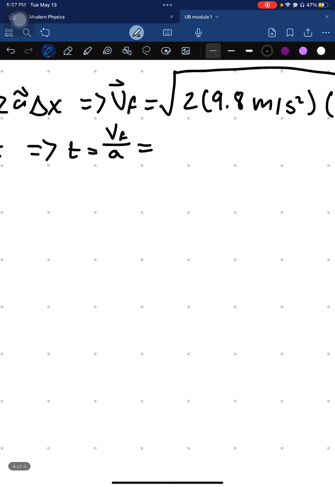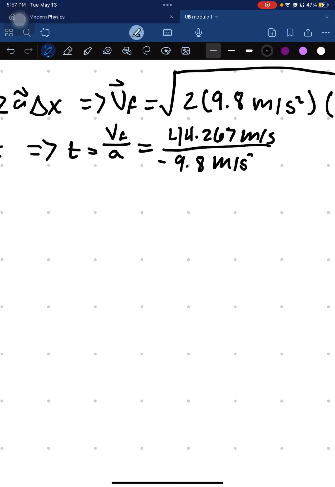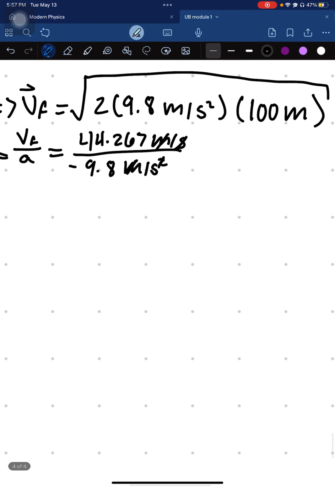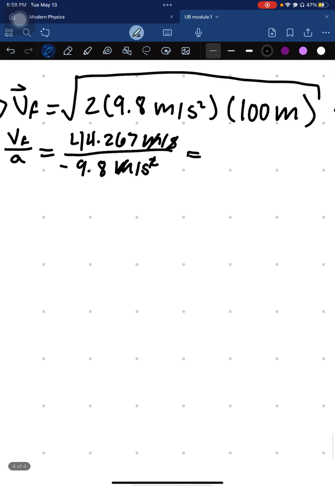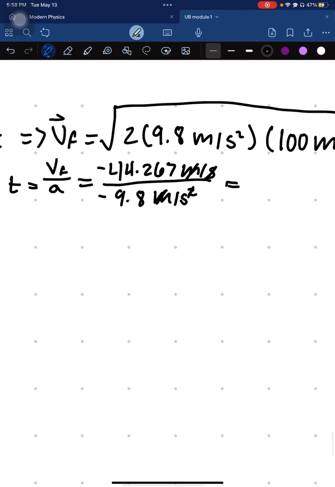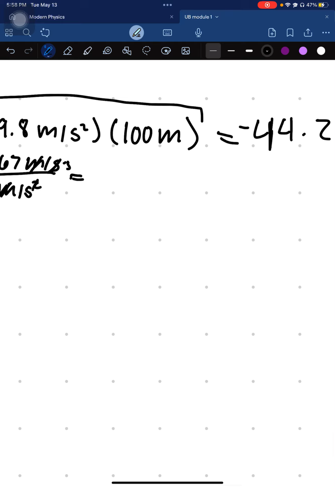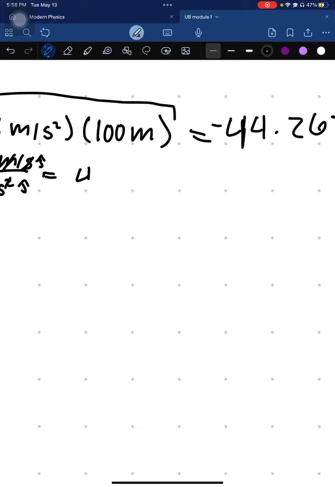Okay. Our vf is 44.267 meters per second over negative 9.8 meters per second squared. Our seconds squared are going to cancel out, and our meters are going to cancel out, so this is going to be seconds. That's the correct one. Our vf, this is going to be negative. These negatives will cancel. And that's also j hat. This is going to give us 4.5 seconds.